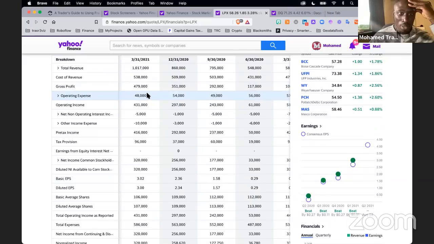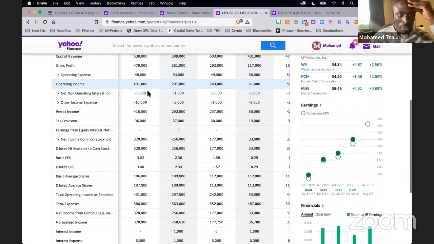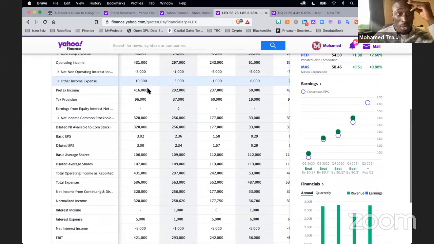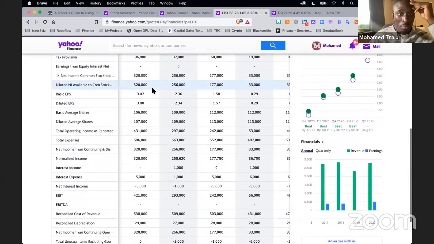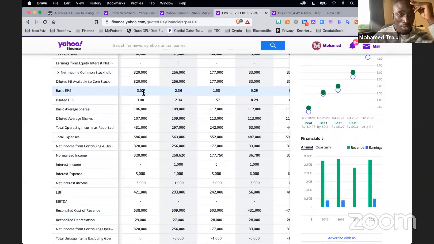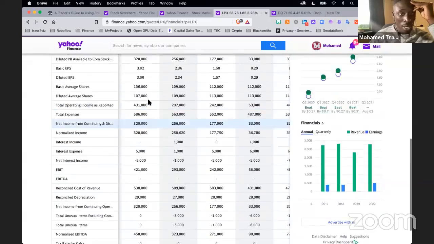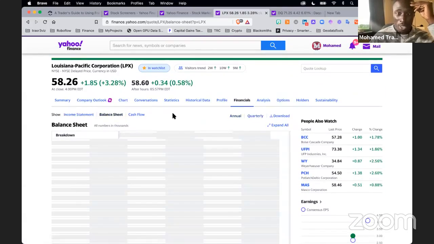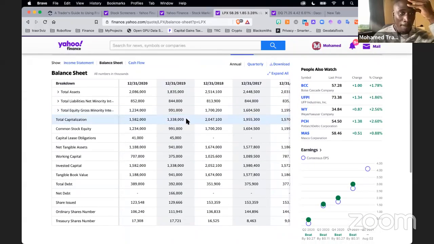Operating expenses declined. Operating income, look at that massive jump. Net operating expenses. Wow. Wow. Pre-tax income, look at that difference. Basic earnings per share, man. Look at that acceleration. Wow. So this is something I'd want to do a deeper dive on, but from what I'm seeing so far, now I kind of understand why they have those high price target estimates.